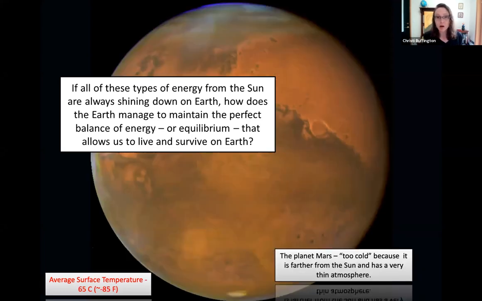We can't live on Mars. It's too cold. It's farther from the sun and has a super tiny, thin atmosphere. And when I used to teach physical science, the students got so excited because Mars doesn't have the same kind of magnetosphere that we have. So the magnetic field of the Earth helps hold in our atmosphere. So Mars is only about 65 degrees Celsius.